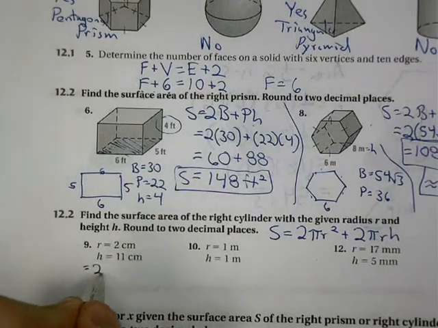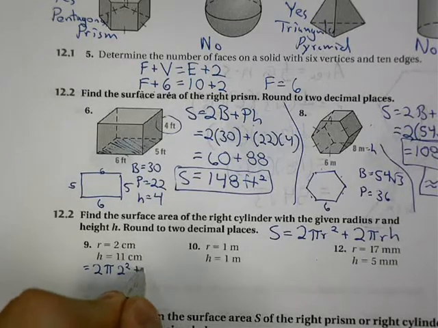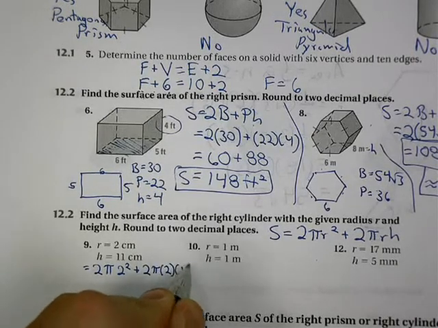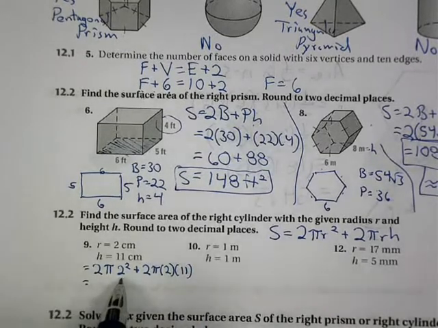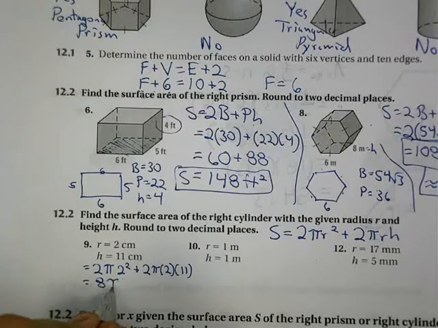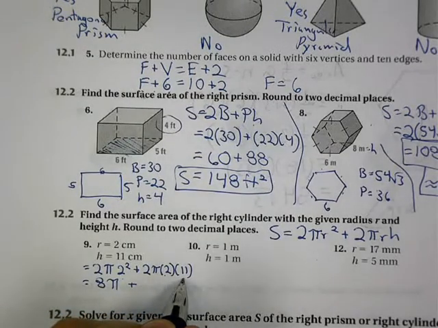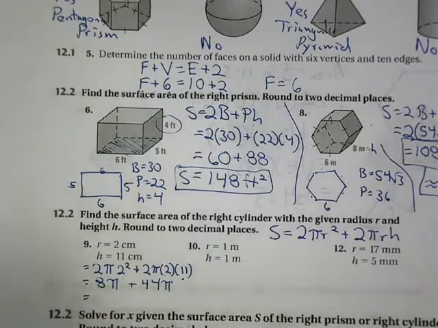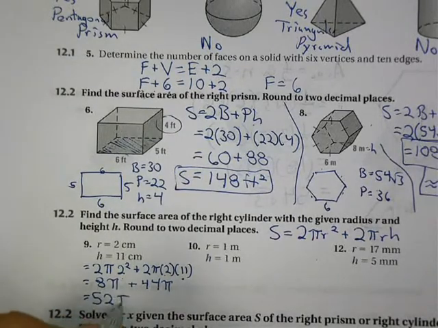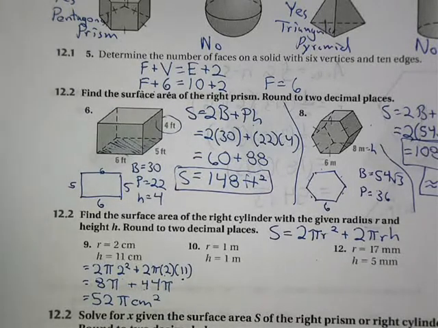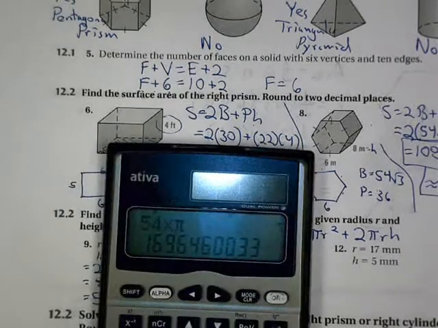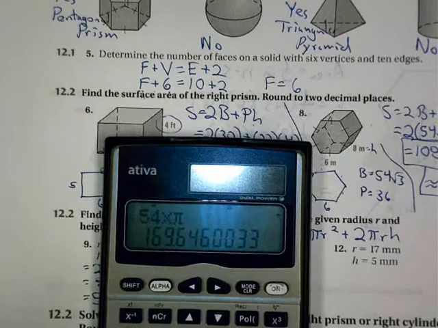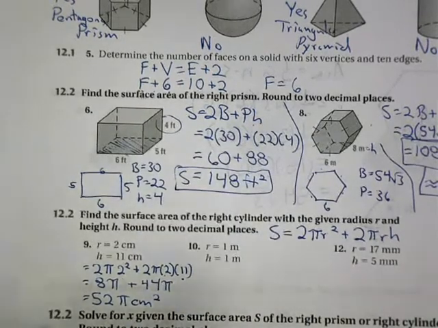So for number 9, we're going to do 2 pi times 2 squared plus 2 pi times 2 times 11. 2 squared is 4, times 2 is 8. 2 times 11 is 22, times 2 is 44. So I get 8 pi plus 44 pi, which is 52 pi centimeters squared. We then could change that into the decimal. Like it says, round to 2 decimal places. 54 times pi would be about 169.65, and we could just leave it there. I'm just going to leave it in terms of pi, because that would be an acceptable answer for what we need.